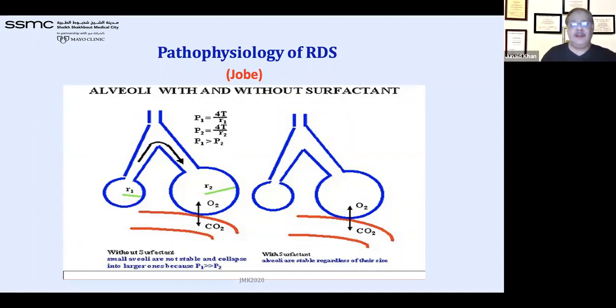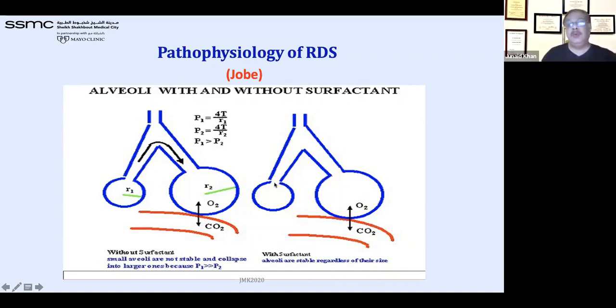So what happens in the alveoli without surfactant and with surfactant? As you can see, the simple physics, if you remember, is that from the higher concentration it goes to the lower concentration. So P1 is much, much greater than P2. The small alveoli are not stable and collapse into larger ones. P1 is greater than P2. So what happens? The pressure transfers from here to here. So one alveolus gets bigger and bigger, and the other alveolus collapses and collapses.